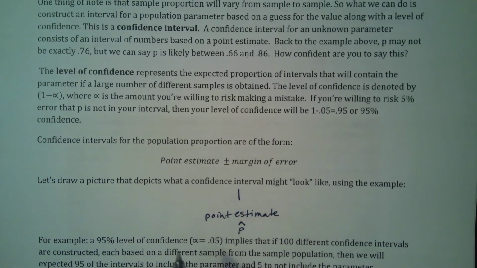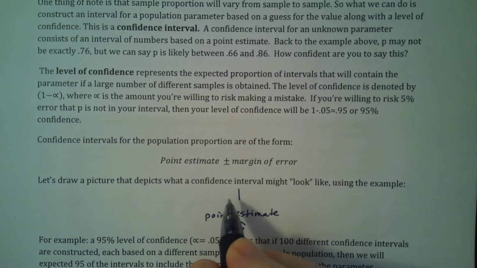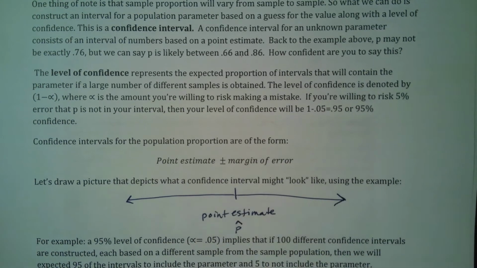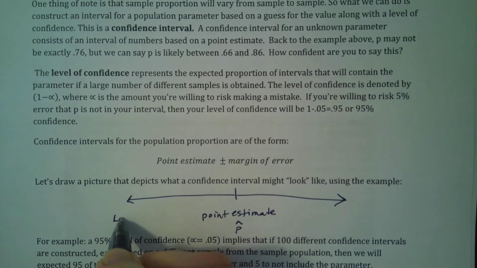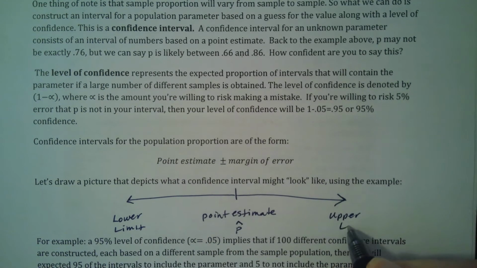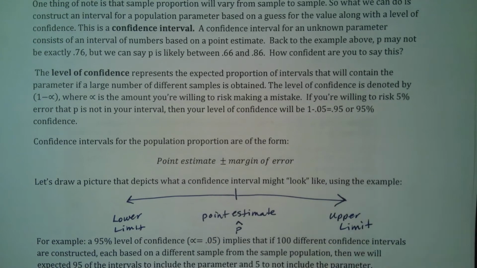Then we say, okay, well, the population proportion is probably going to be close to whatever this value is, but it might not be exactly. It'll probably be somewhere within a tolerance or a margin of error of that sample proportion. So we'll have a lower limit and we'll have an upper limit. And our population proportion will be between those two numbers.